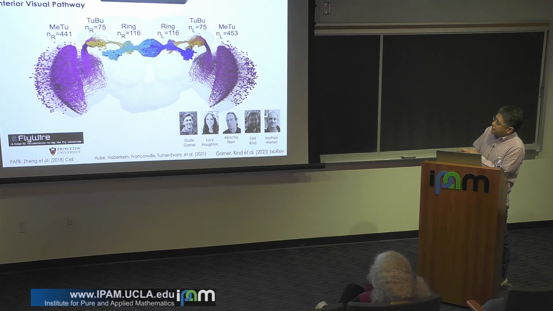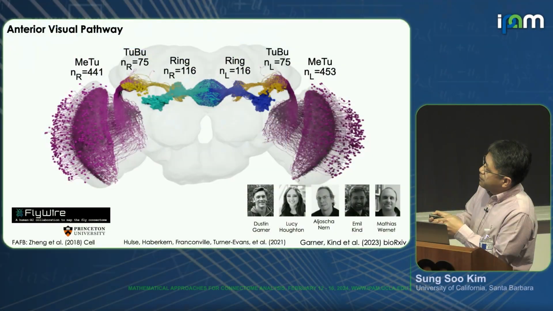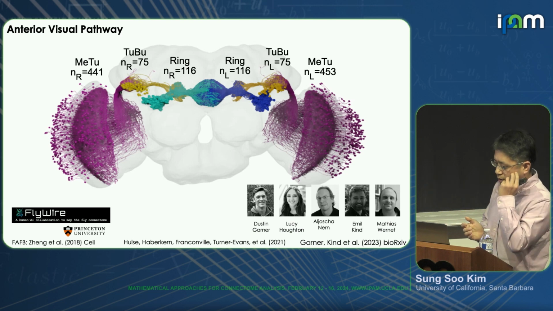Because it begins from medulla to the tubercle, we call them Me-Tu neurons. And there are about 75 on each side, Tu-Bu neurons. Of course, from the name, you can infer that it begins from the anterior optic tubercle and sends axons to the structure called the bulb area, whose abbreviation is BU. And there is a ring neuron that has dendrites here in bulb and sends axons to the ellipsoid body and makes synapses with the compass neurons.